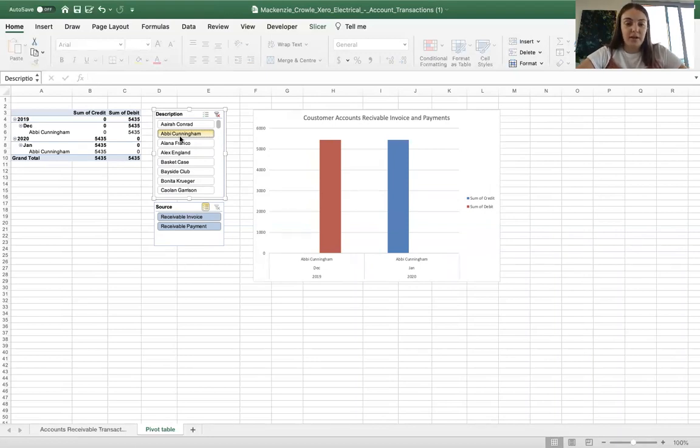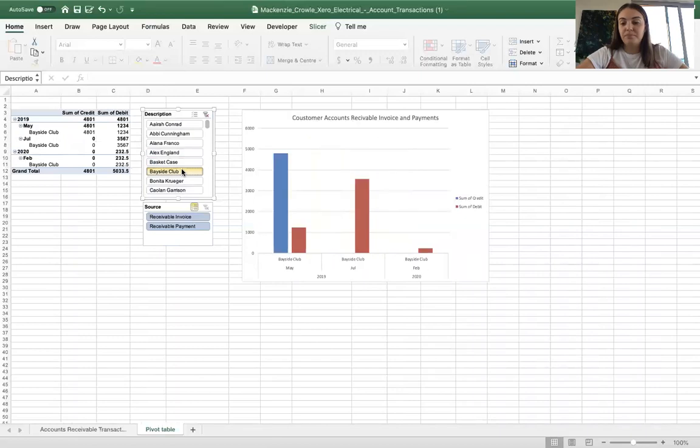If we look at another customer, Bayside Club, we can see that their invoice was sent out in May, but they also made a large payment in May. We can also see they have 2 more invoices that have been sent out in July of 2019 and February 2020, which have not been paid yet.